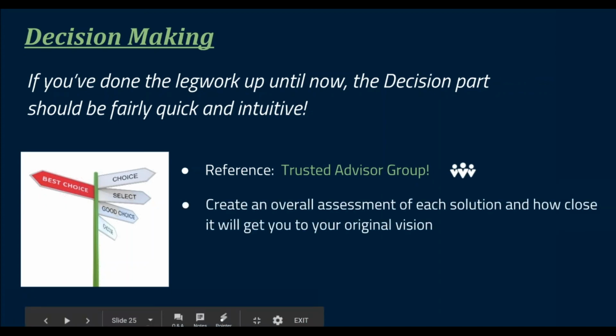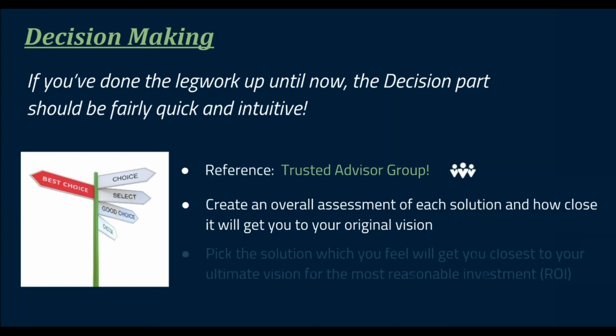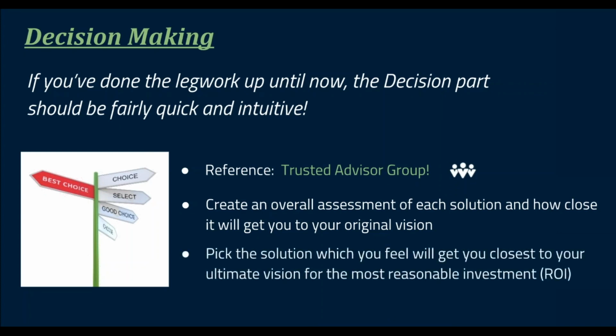For each solution, you want to create an overall assessment. And what you're assessing is, how close is this solution going to get me to that business value statement that I started with, way back in the very beginning? So I've gone through the features, I've asked my questions, I've done all these things, and now I want to take a step back, knowing everything I know about my options, and say, how close is it actually going to get me to this original vision that I had? At that point, it should be fairly simple.